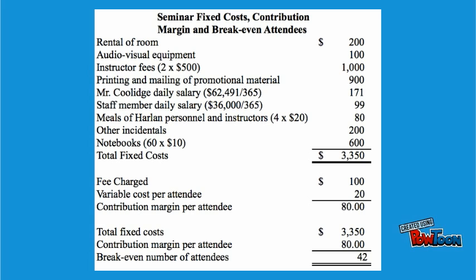Since meals and refreshments are indicative of variable cost, we can subtract it from our fee charged to calculate a contribution margin per attendee. And to calculate a break-even number of attendees, we divide our total fixed costs by the contribution margin. This leaves us with 41.8 or 42 attendees to break even.